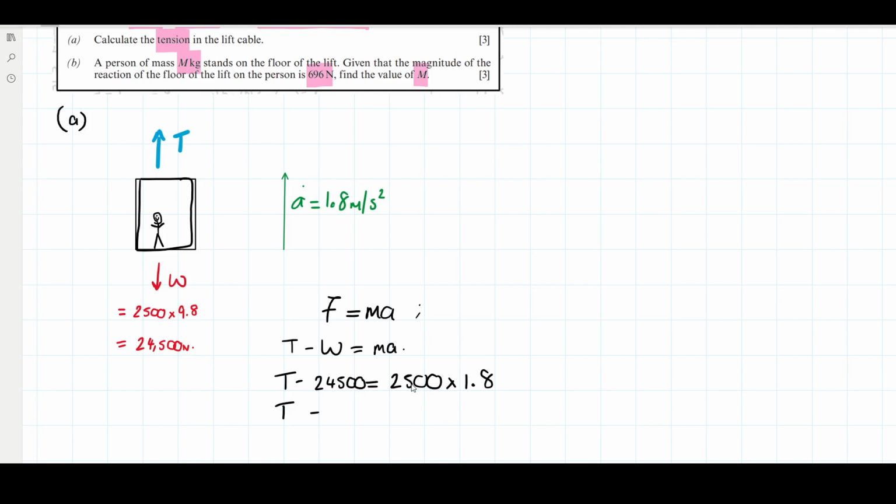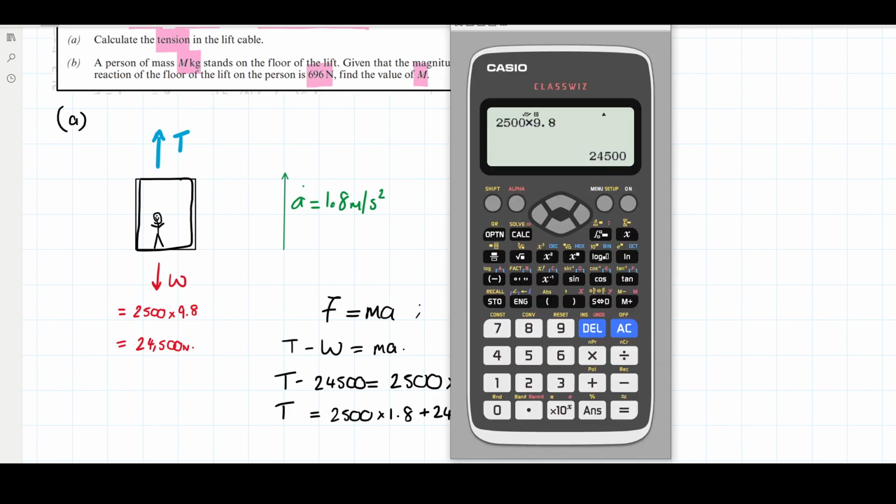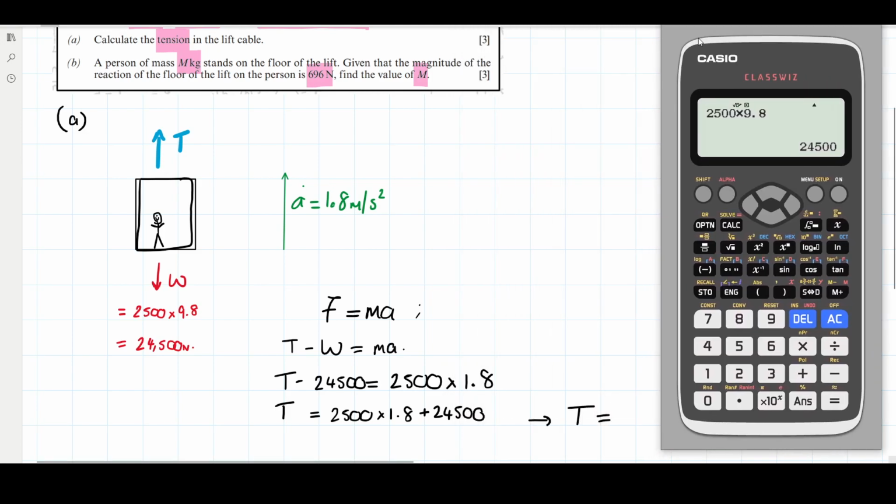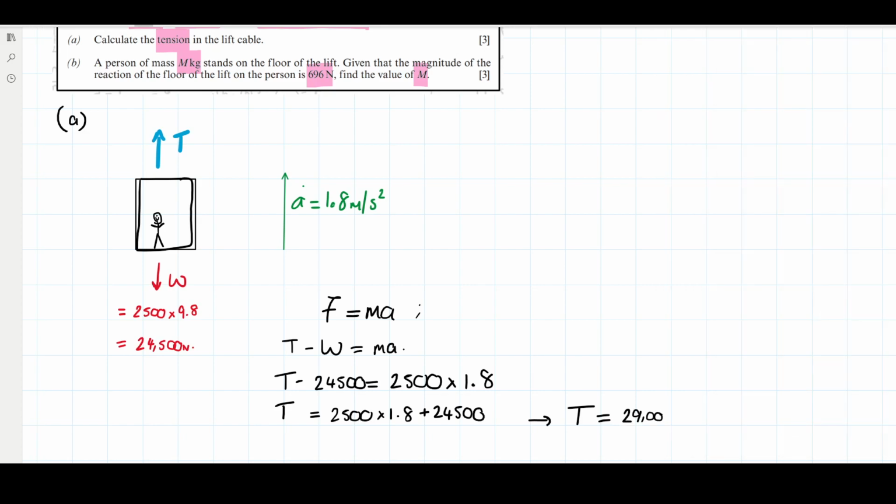If I rearrange this statement, I can add the result of what's on the right hand side to 24,500 and I'll be able to get my tension value. Again, this is going to need to go in on the calculator. So we're going to multiply 2,500 by 1.8 and we're going to add on 24,500 to give us a tension of 29,000 newtons.